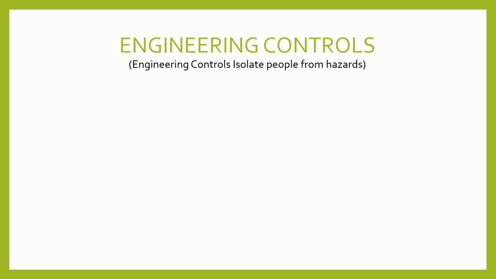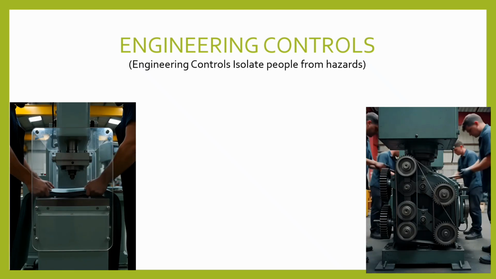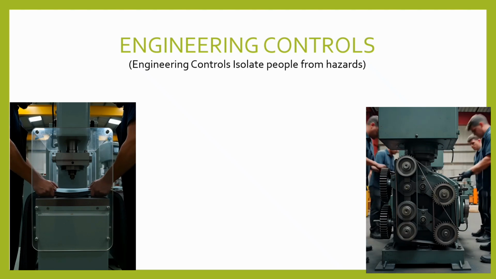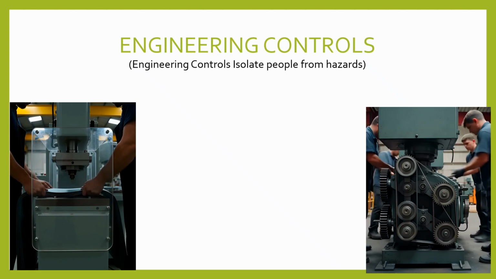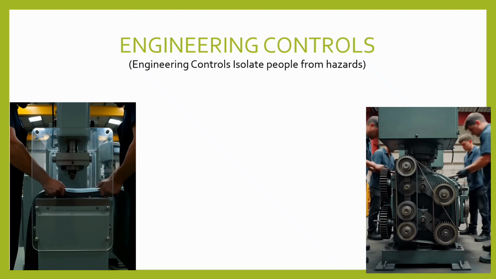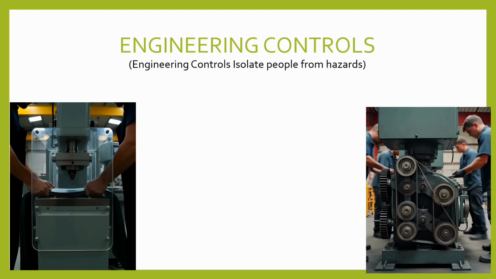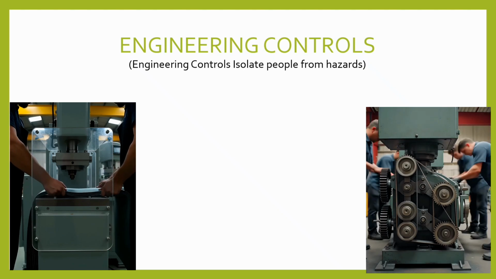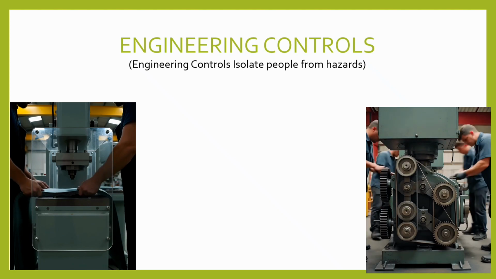The third level is engineering control. Engineering control isolates people from the hazard. These controls do not depend on worker behavior. Examples include machine guards, safe behaviors, and ventilation systems. If you see the first person is operating the machine but there is no safeguard, and the second person is using the machine but with a safeguard, so it is the third control level.